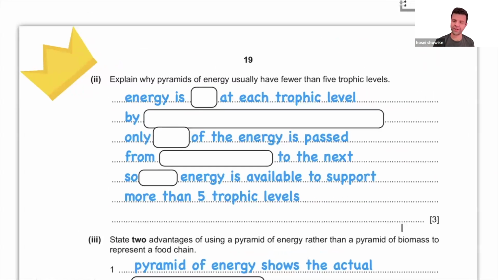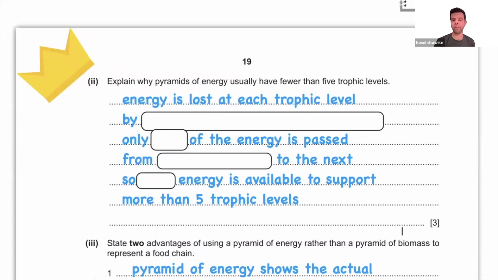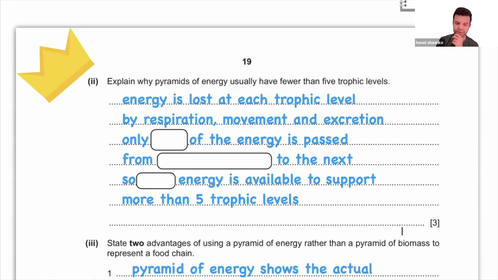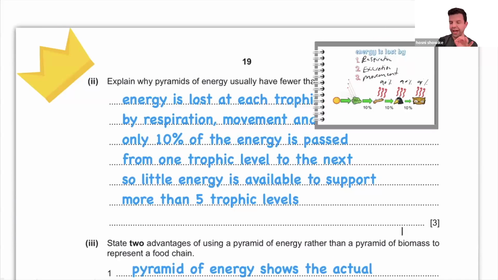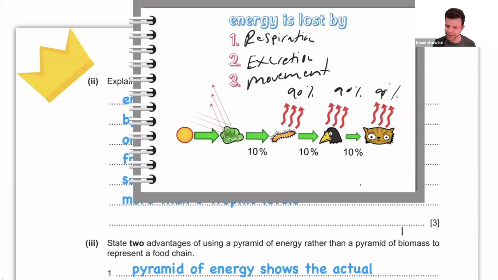So that's what I'm going to say here. Energy is wasted by either one of these processes. 90% is wasted, 10% is passed on, right? So that's why very little energy is left. If I have any other trophic level here, like a hawk or owl or whatever is eating that cat, the population will be too small. And that small population wouldn't be able to support any extra trophic level.